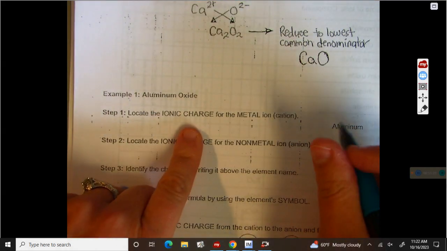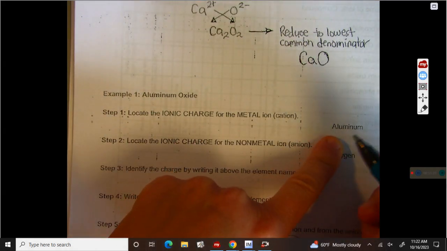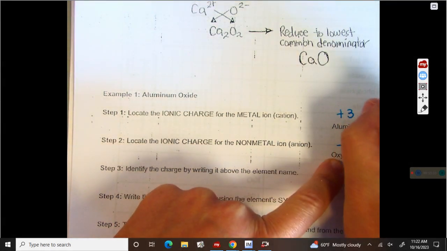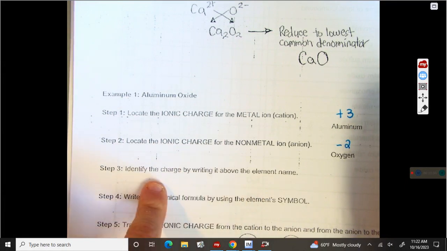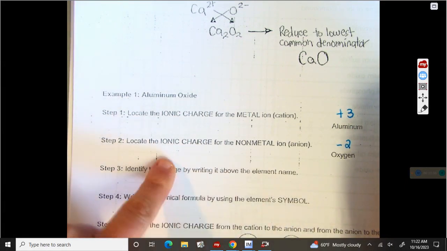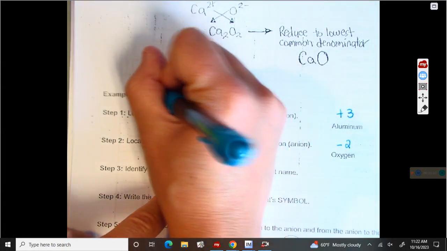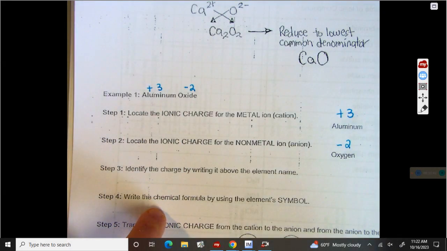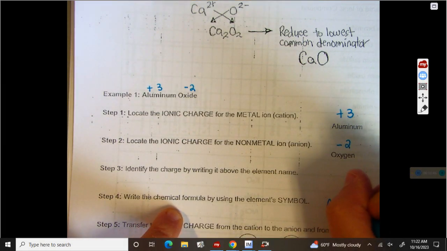So the first thing we do is locate the charge of the metal. The charge on aluminum, if you look above aluminum, is +3. Charge on oxygen is -2. So we identify the charge by writing it above the element names. Let's do that in the example. We have +3 and -2. And then we use the symbols. I'm going to write Al and O, and +3 and -2.